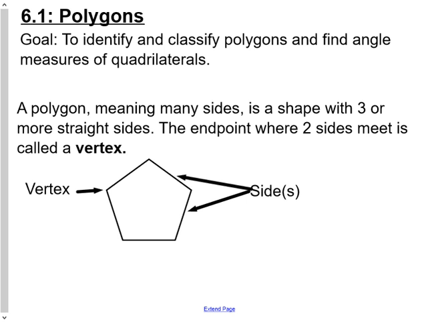6.1 is the goal to identify and classify polygons and find angle measures in quadrilaterals. So starting off here, a polygon means many sides, I believe in Greek, poly, and it is a shape with 3 or more straight sides. So we're talking non-curved, so circles, semicircles, hearts, those are not considered polygons. The endpoint where 2 sides meet is called a vertex. So in this picture of a pentagon here, we've got 5 vertices, the plural of vertex, and we've also, conveniently, got 5 sides in that diagram.